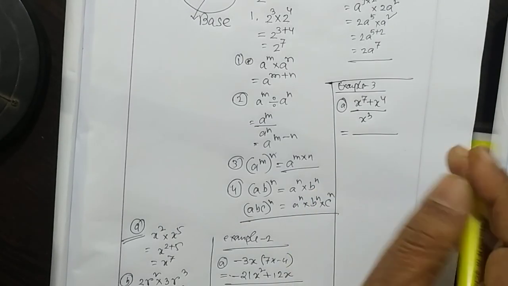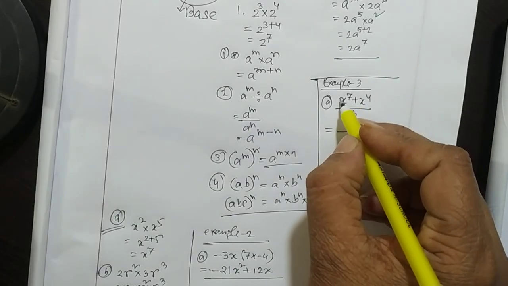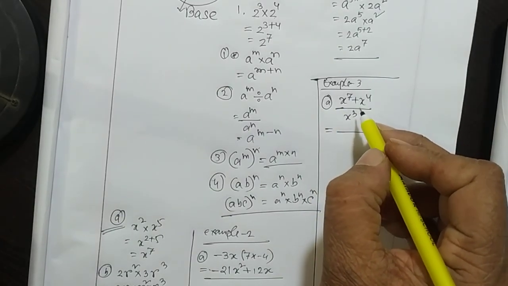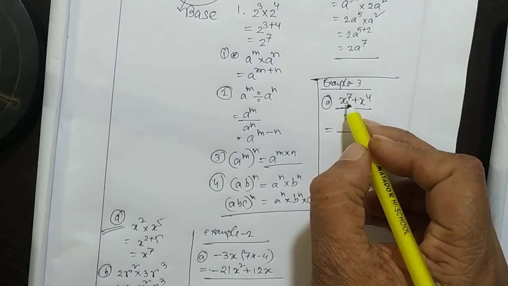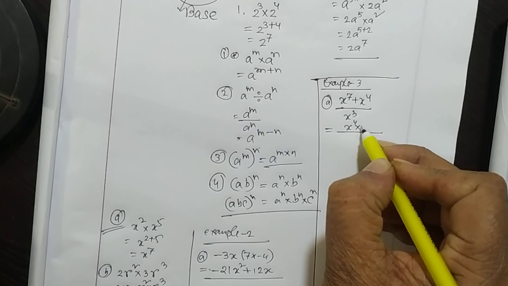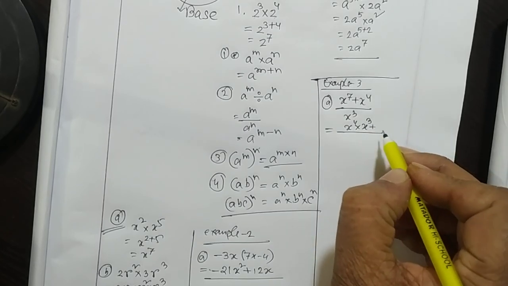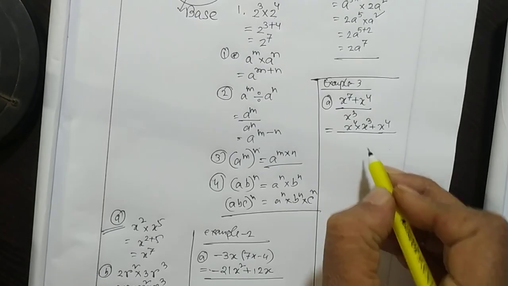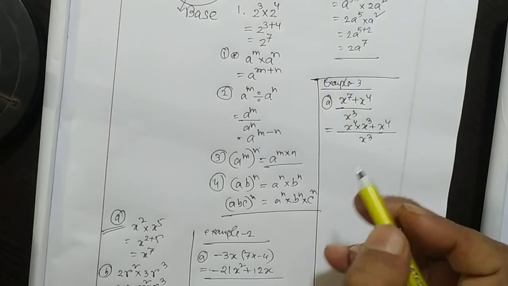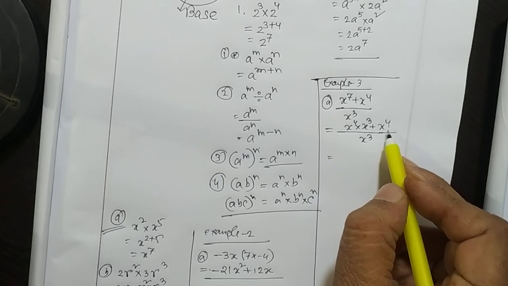In the numerator we can take x to the power 4 as common. How? This x to the power of 7 can be written as x to the power of 4 multiplied by x to the power of 3, and then this x to the power of 4. In the denominator we have x to the power of 3. Now take x to the power 4 as common.